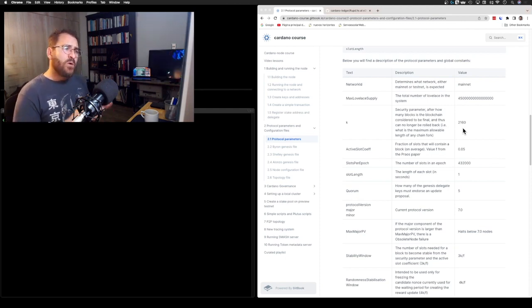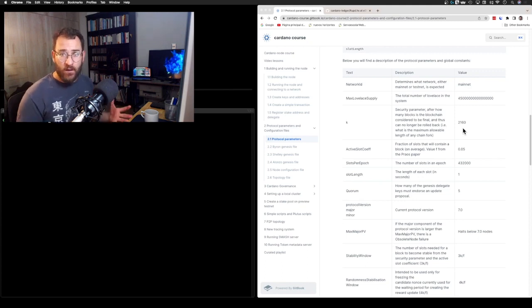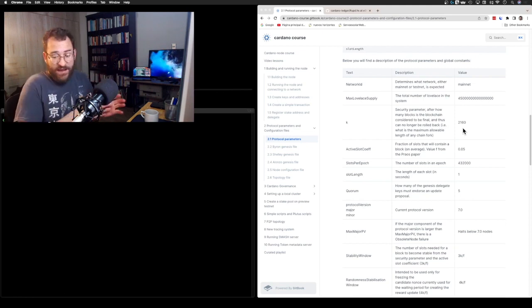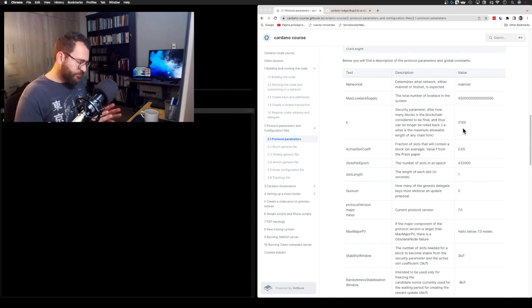What is it about? Well, remember that in Byron we had a block in every slot, and slots were 20 seconds long. So we had 21,600 blocks on average per epoch. Now, if we move to Shelley, we have shorter slots. In Shelley, slots last 1 second, so we have more slots per epoch.